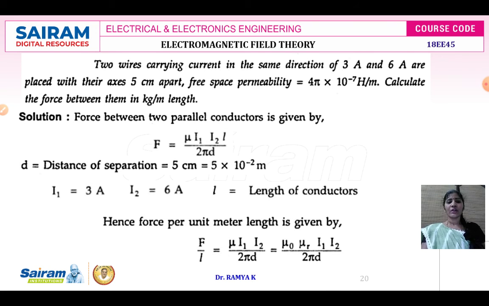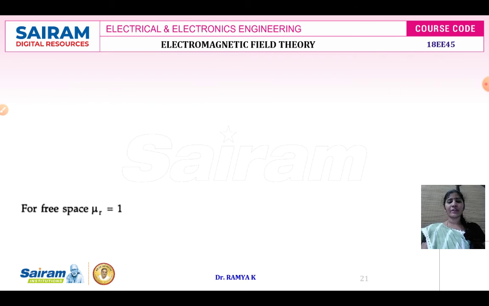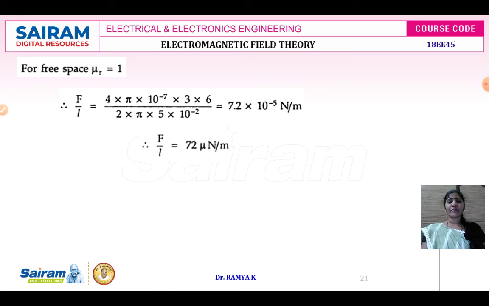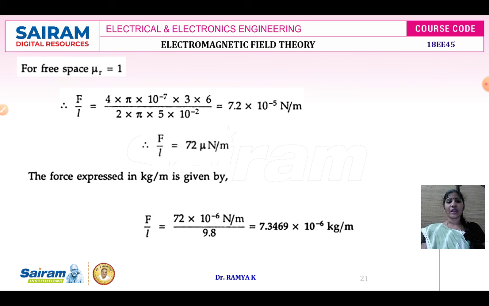Once we substitute all the values in the formula, we will get the force per unit length as 72 micronewton per meter. We wanted to express the force in terms of kilogram per meter, so we can divide this by 9.81. After dividing, we'll get the force as 7.3469 into 10 to the power of minus 6 kilogram per meter. So this is how we need to solve the problem when two conductors are carrying current in the same direction.